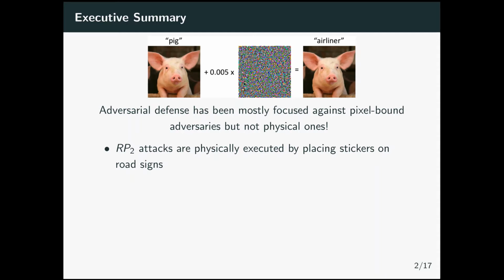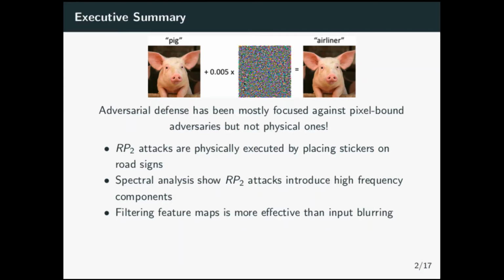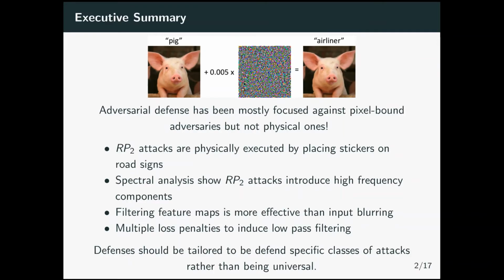In this presentation, we will show some spectral analysis to prove that RP2 attacks introduce high frequency components, and that filtering feature maps is more effective than input blurring. We also explore multiple loss penalties to see if we can induce low pass filtering behavior in the neural network. The broader point that we wish to convey is that defenses should be tailored to defend against a specific class of attacks rather than being universal.